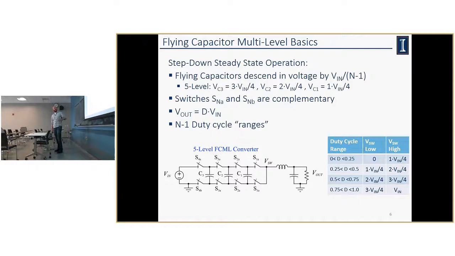The other operation is V out equals d times VN, so very much like a buck converter, where you just have that one duty cycle that sets your conversion ratio. It's the same operation here. However, instead of bouncing between, say, 0 volts and VN, you're bouncing between different levels that depend on your operation. That's where you get these duty cycle ranges. For the 5 level, there are 4 ranges: you're bouncing between 0 and 1/4, 1/4 and 1/2, and so forth. Depending on where your duty cycle is, you're bouncing between these different PWM levels.